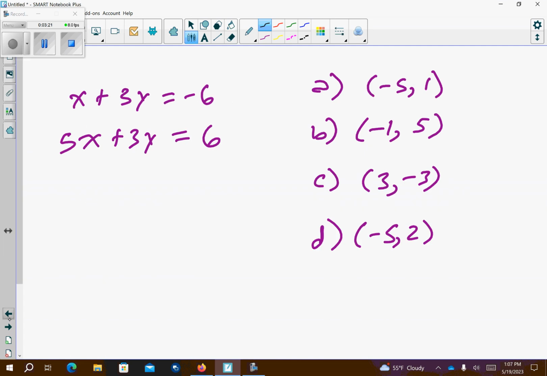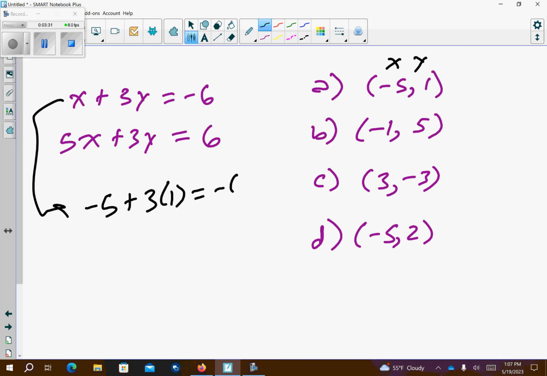This one will allow us to plug in. So that's an x, that's a y value. So let's plug it in. So when I take this top one, I'm going to get negative 5 plus 3 times 1. Is that equal to negative 6? Is negative 5 plus 3 equal to negative 6? The answer is no. Notice I plugged in that value. So this one also has to be eliminated.